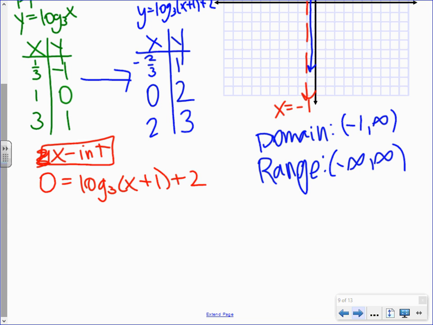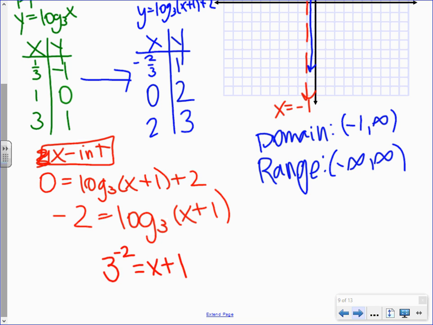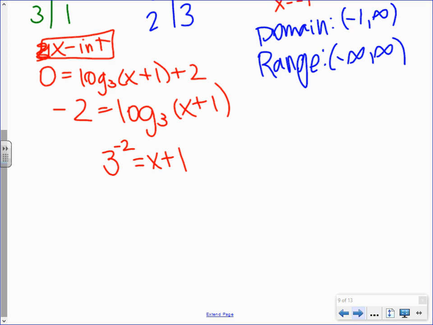How do we solve something that looks like that? You subtract 2 on both sides. And then you switch it from logarithm to exponential. Okay, good. We can move that 2 over, and now we have a logarithm that we can rewrite as base 3 to the -2 power equals x plus 1. 3 to the -2nd really means what? Okay, 1/9. Very good.